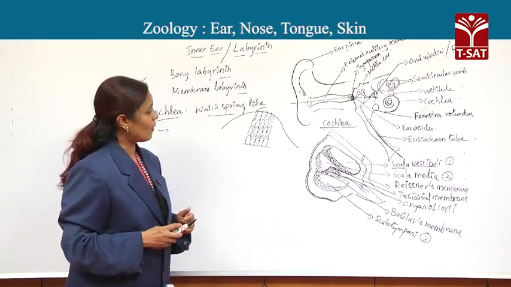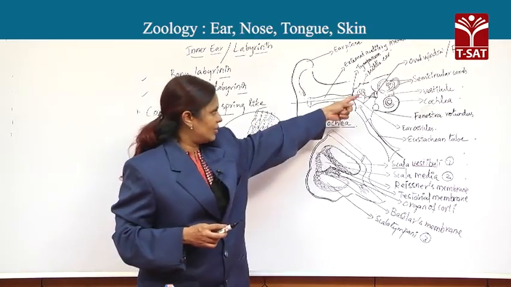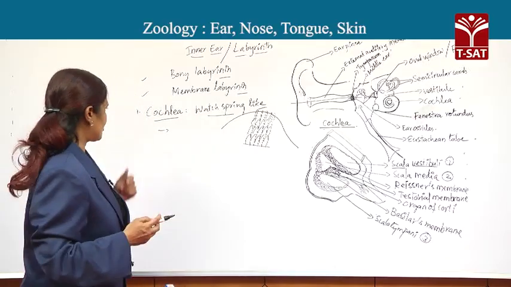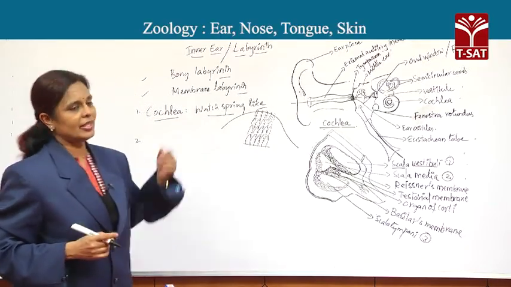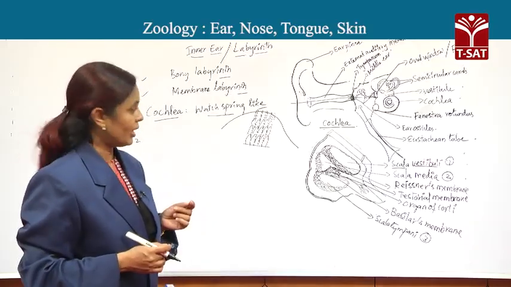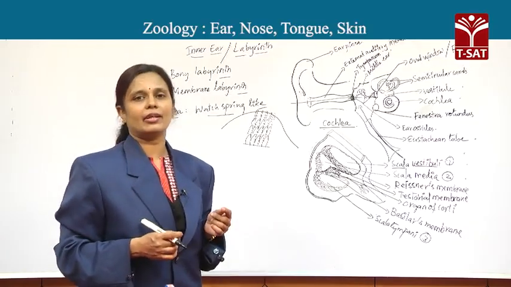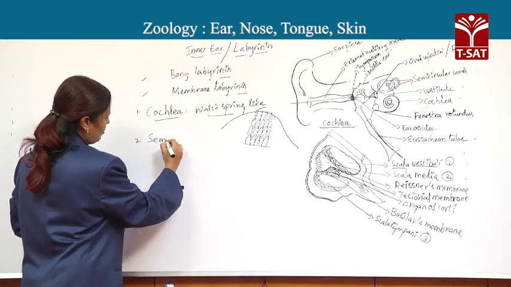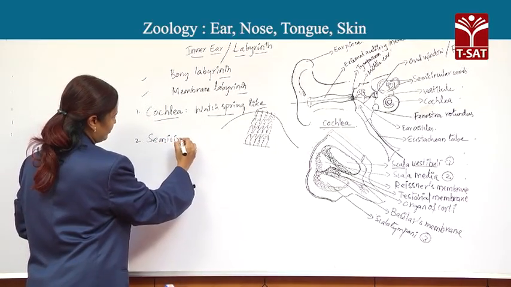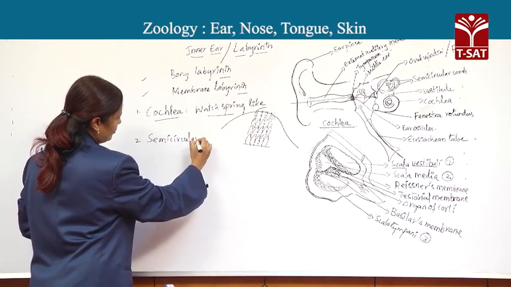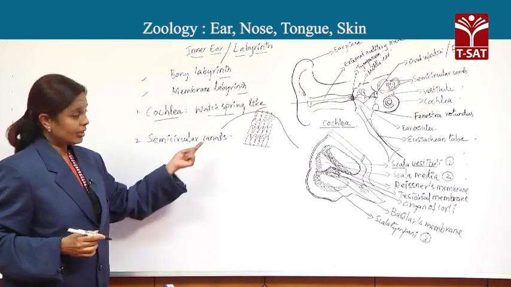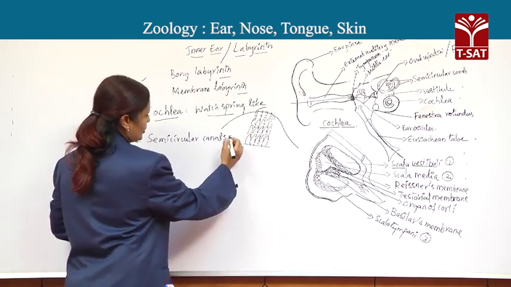This is about cochlea. Then what next? Let us learn about the semicircular canals. Presence of 3 semicircular canals at angles to each other is a characteristic feature of all the gnathostomes. Semicircular canals, 3 in number, arranged at angles to each other.